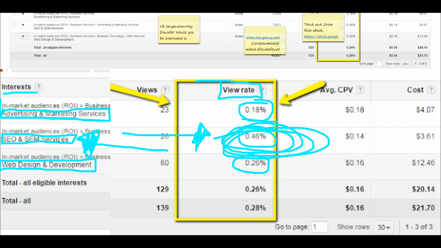So what that tells me immediately is that this specific audience works much better than my other audiences that I'm advertising on for whatever reason. Now they seem very similar: advertising and marketing services, web design, web development, SEO, and SEM services. They seem very similar, but one performs twice as good as the others.